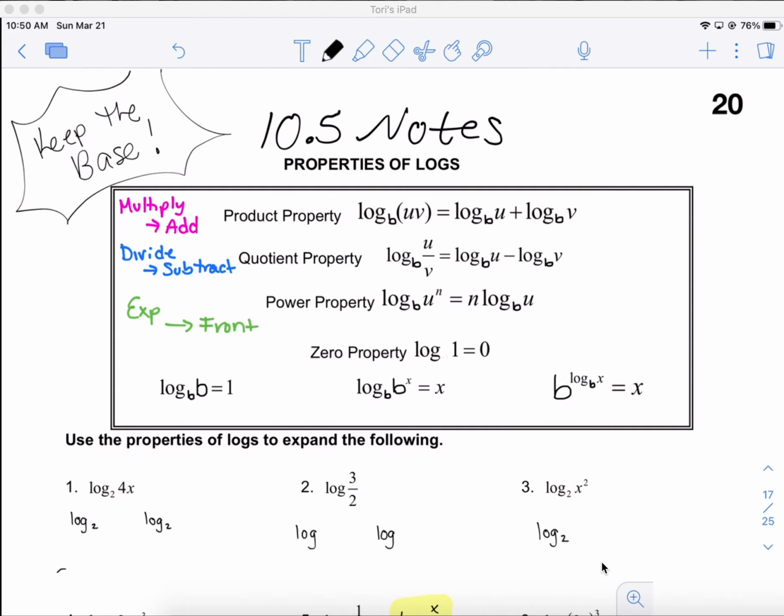Hey guys, we're back with the notes for 10.5. We're going to be doing properties of logs, basically how to expand them and how to put them back together if they are expanded. So if you'll pause the screen, copy the top 3 rules, and we'll get started.